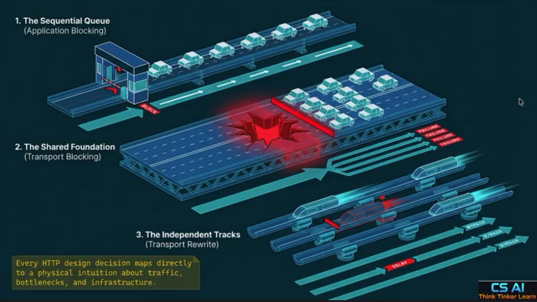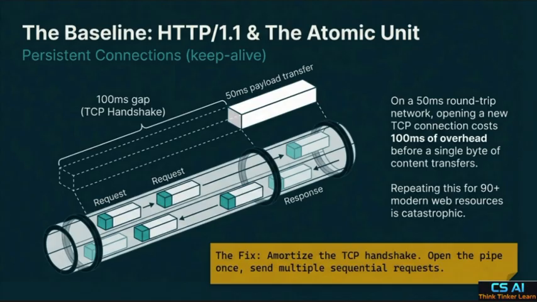Let's look at how we got here. In the early days of HTTP 1.1, the atomic unit was the connection. On a 50 millisecond round trip network, opening a new TCP connection costs you 100 milliseconds of overhead for the handshake before a single byte of content moves. Doing this for 90 plus resources on a modern web page is catastrophic. The first major fix was keep-alive: opening the pipe once and amortizing that handshake cost by sending multiple sequential requests through the same open door.